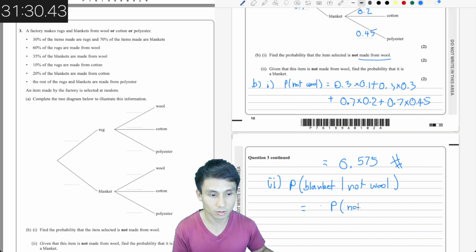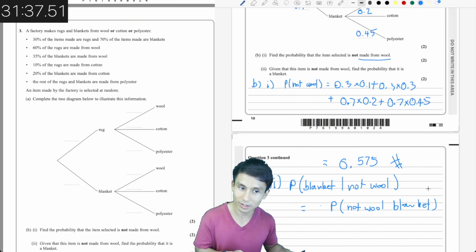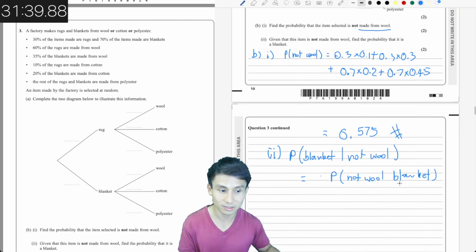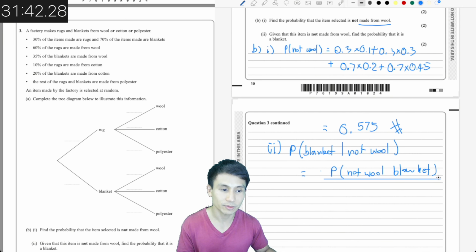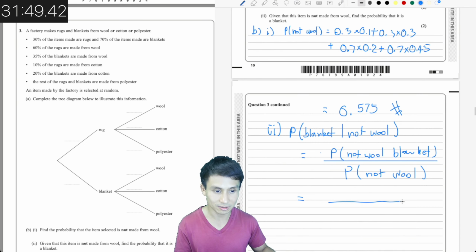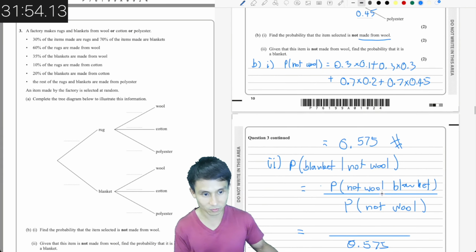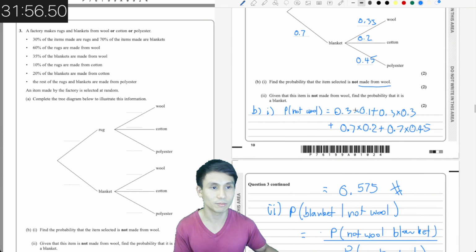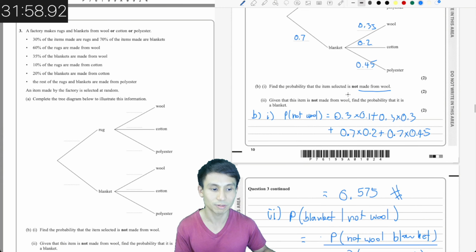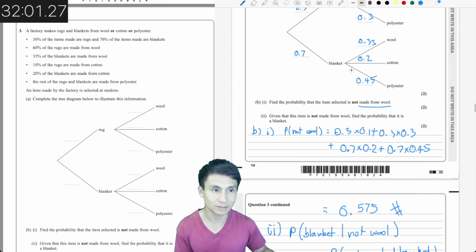So not wool blanket. It's just the one that is not wool, and it's also a blanket, it's not a rug, and divided by probability of not wool, anything that is not wool, right? So we already know that the denominator is 0.575, but the numerator, we need to find the probability that not wool and blanket. Not wool, but blanket. Blanket that is not wool. It's just the bottom two here.